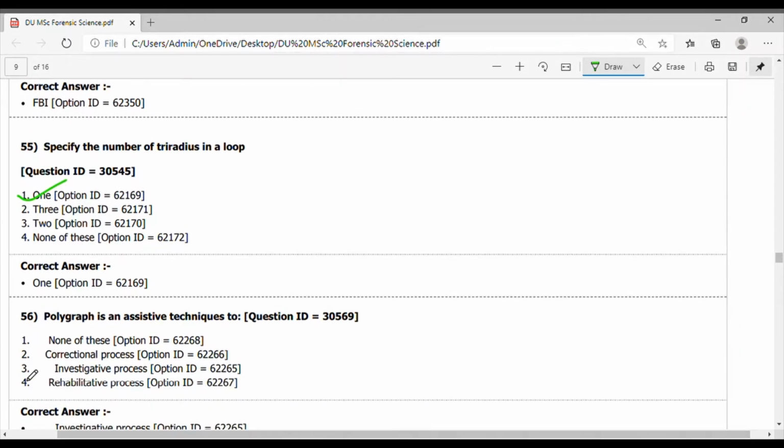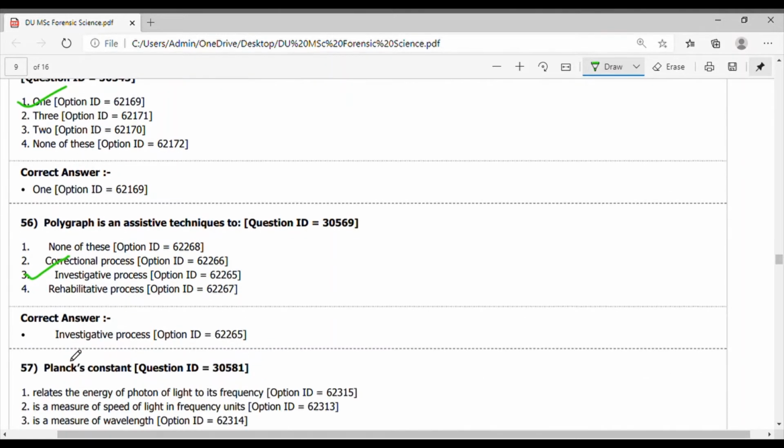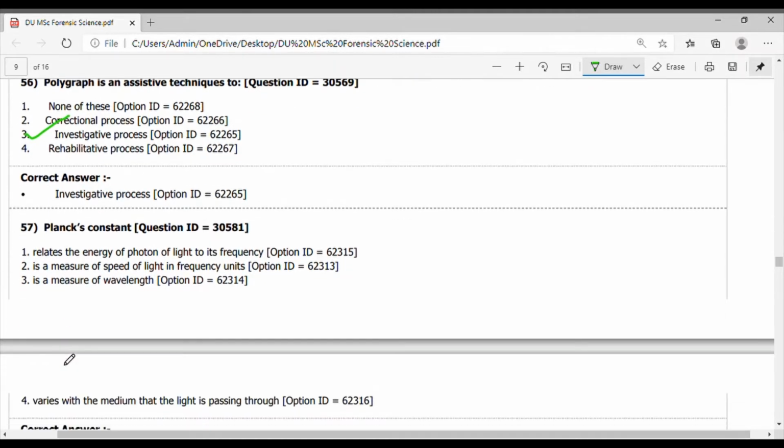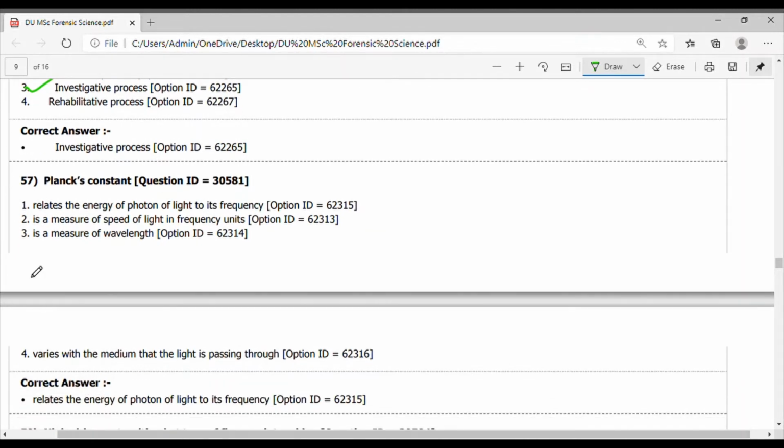for the investigative processes. And another question is from Planck's constant, the physics part, and it is very easy. It relates the energy of a photon of light to its frequency. Okay, Planck's constant relates the energy of a photon of light to its frequency.